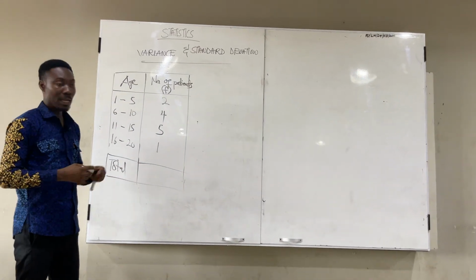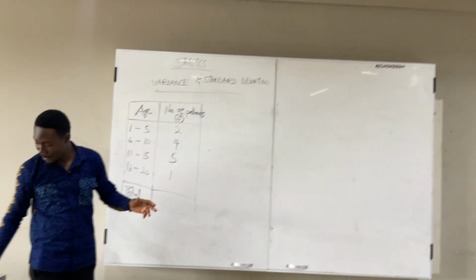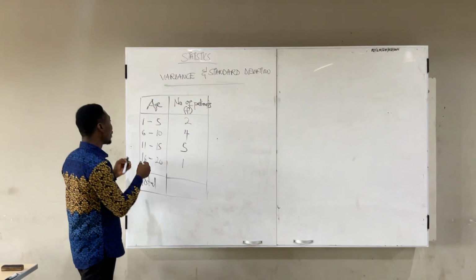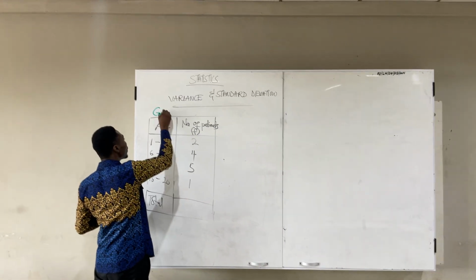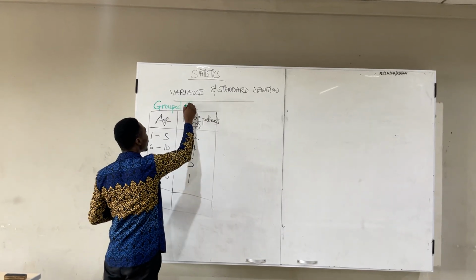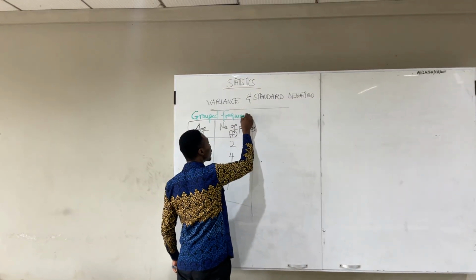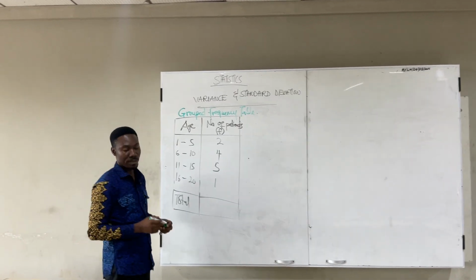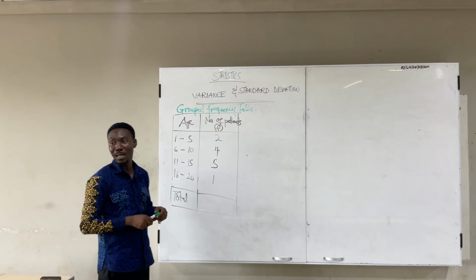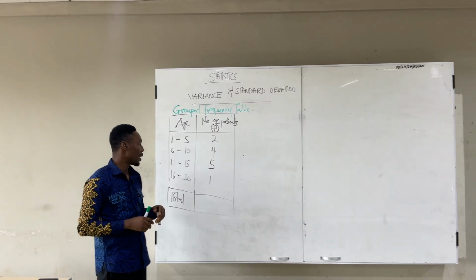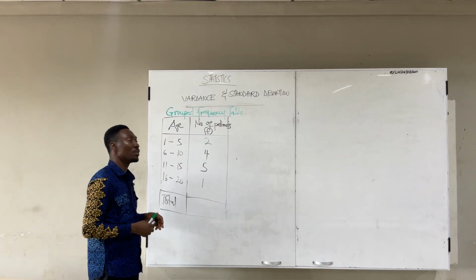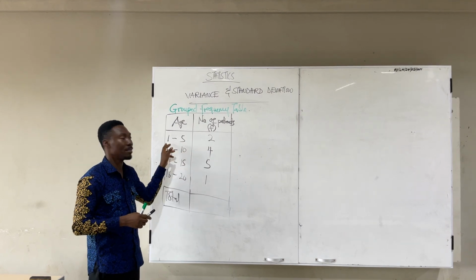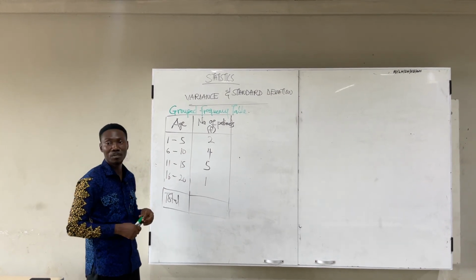Okay, so let's look at this example. This is a typical example of a grouped frequency table, and we are going to use it to learn how to calculate variance. Now the question is, how do you know it's a grouped frequency table? You check the variable column. You can see clearly in the variable column we have class limits or intervals. So it tells you this is a group frequency table.